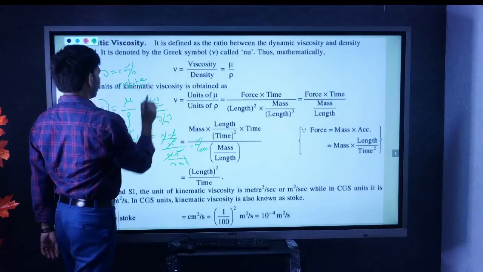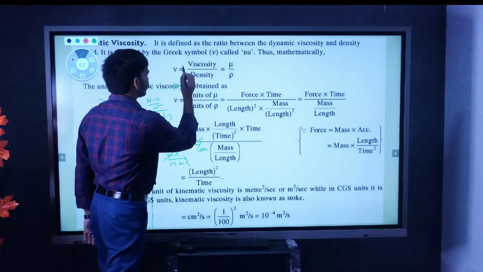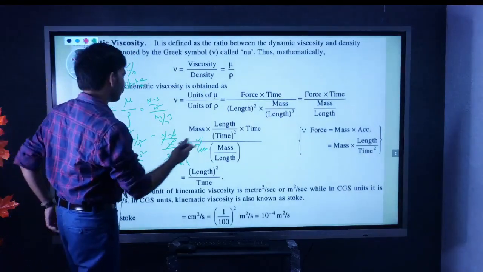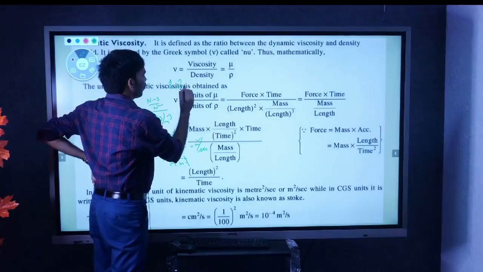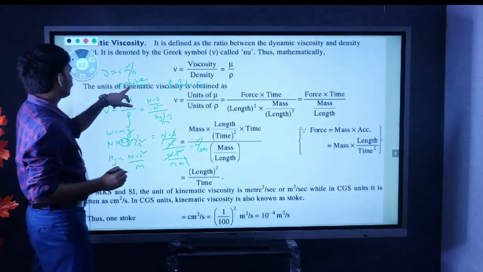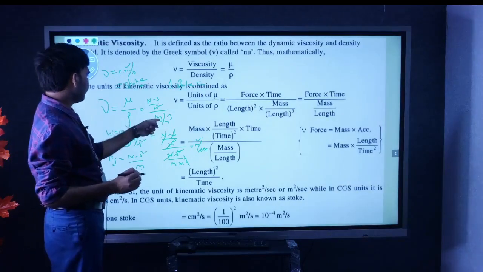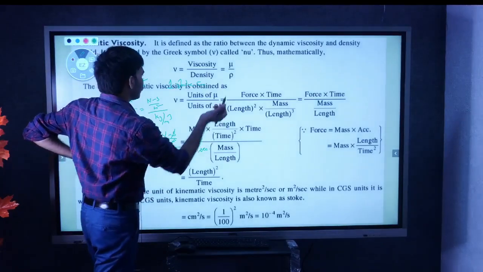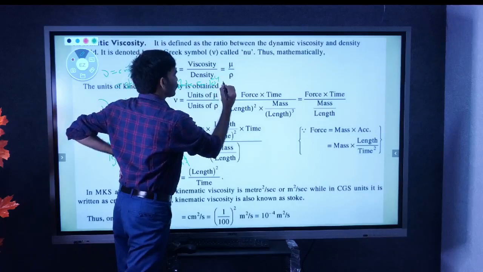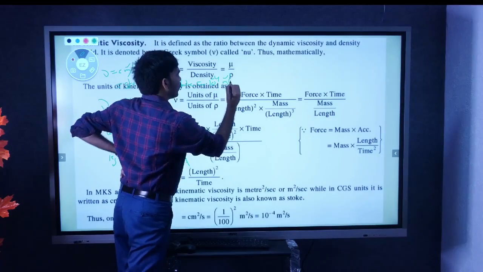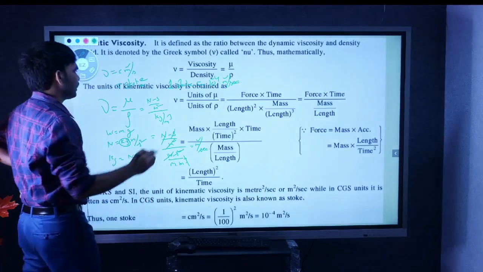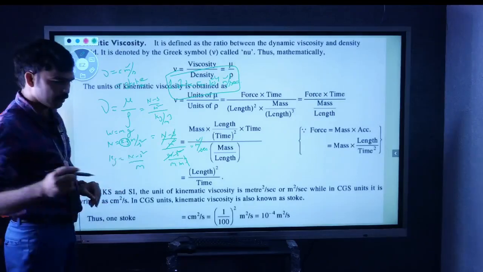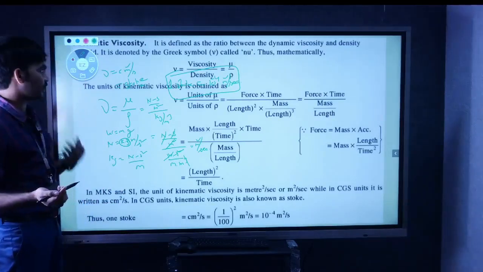So 1 Stoke is equal to centimeter square per second, but kinematic viscosity in MKS units we will represent in meter square per second. So that means 1 Stoke is equal to 10 to the power of minus 4 meter square per second. Right? 1 Stoke is equal to 10 to the power of minus 4 meter square per second. This you have to remember, because in most of the problems he will give in Stokes, you have to convert into meter square per second.